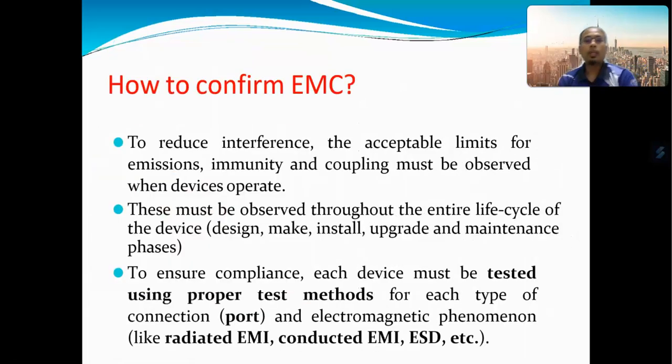All right, so there are a few methods that can be used to confirm the electromagnetic compatibility of a device. The first one, to reduce the interference, the acceptable limits for emission, immunity and coupling must be observed when the device operates. So this must be observed throughout the entire life cycle of the device, starting from the design, make, install, upgrade, and also during the maintenance phases.